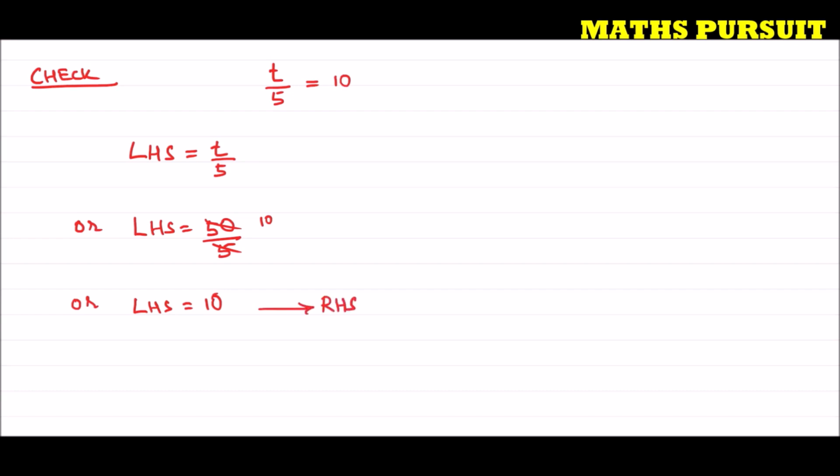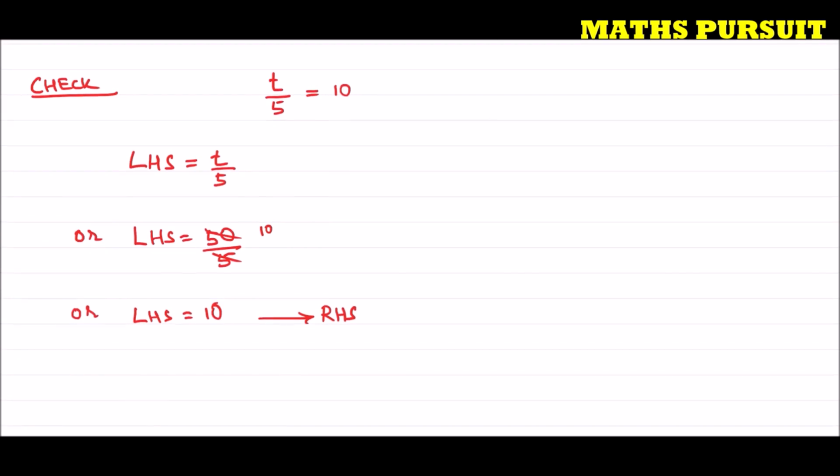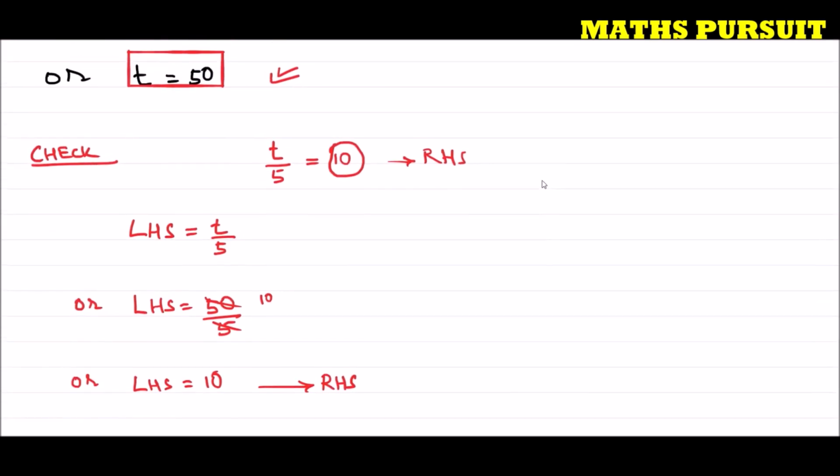This 10 is nothing but the right hand side of this equation that was given earlier in the question. So we concluded that the answer we got, t is equal to 50, is correct. Hope guys you understood this. This is very simple and very straightforward.